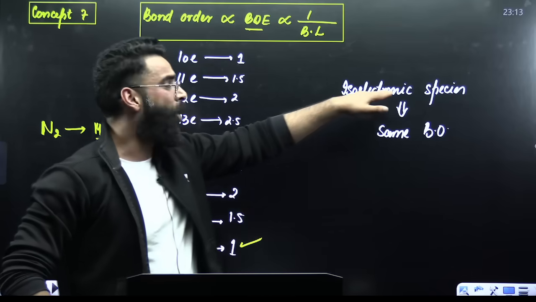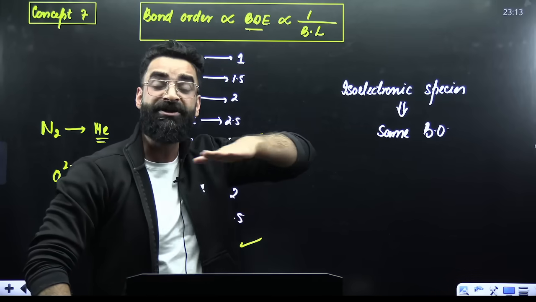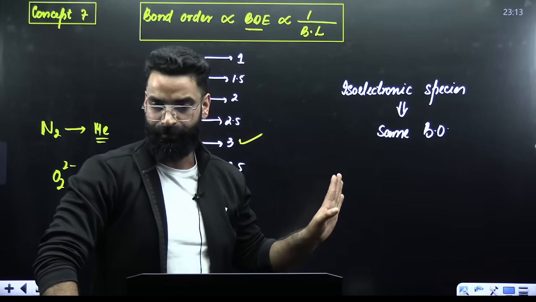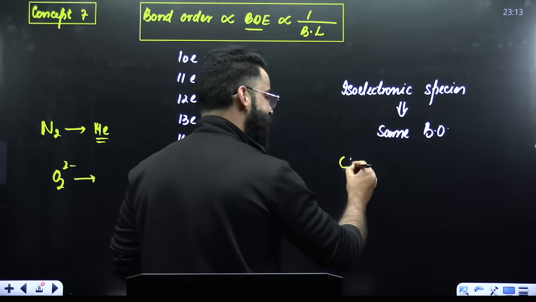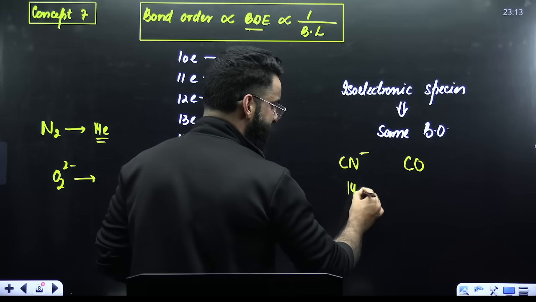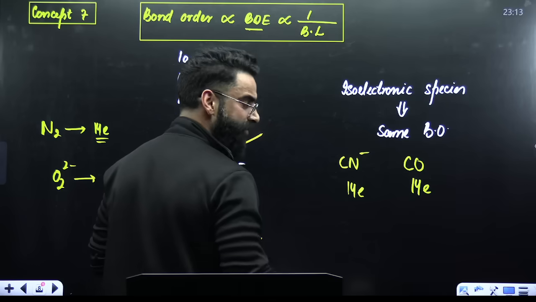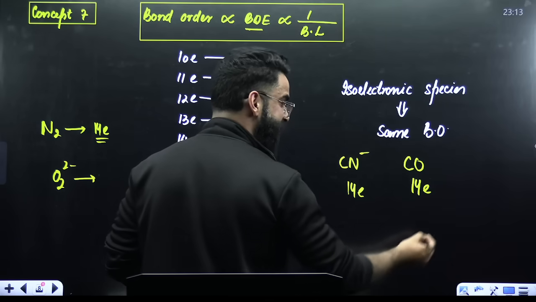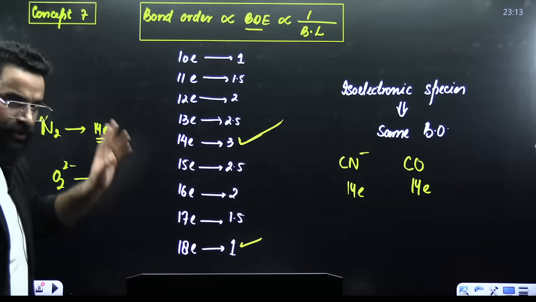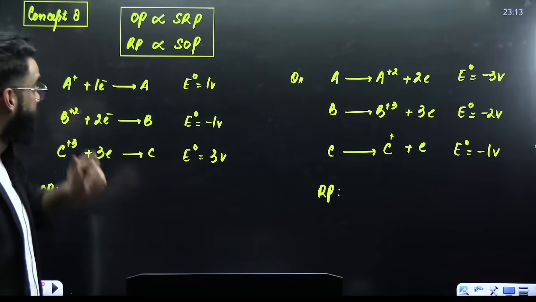And remember, all the isoelectronic species, those species which have the same number of electrons, will always have the same bond order. Remember this particular point as well. For example, you have got CN negative, you have got CO. This is a 14 electron species. Even this is a 14 electron species when you check. So these are isoelectronic. That means their bond order will be the same. And all the 14 electron species, their bond order is always 3. There is a short question asked on this as well. Moving on to one more.